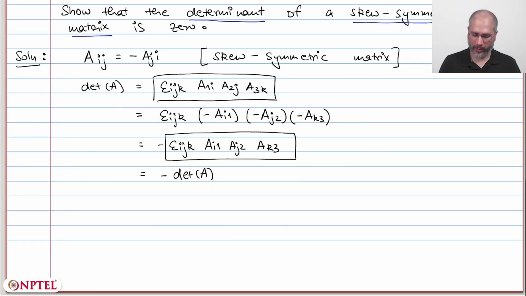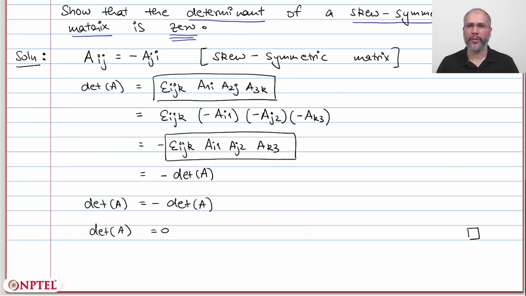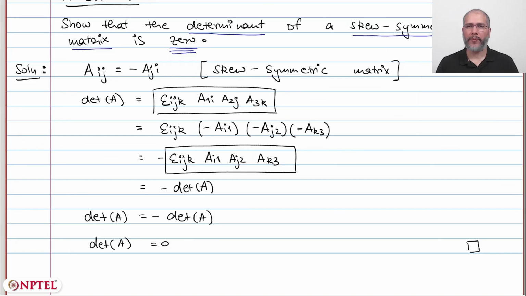So what we have got is that determinant of A is the negative of determinant of A, which basically means that the determinant of A is 0. And this is exactly what we had to show, that it is equal to 0. So we have shown that, so that completes the solution. In fact, this can be used as a property as well while trying to solve other problems. So you can take it as a property that the determinant of a skew symmetric matrix is 0. So let us move on to the next problem.